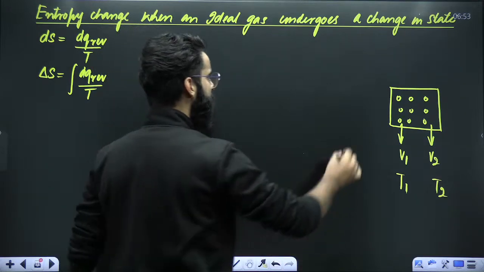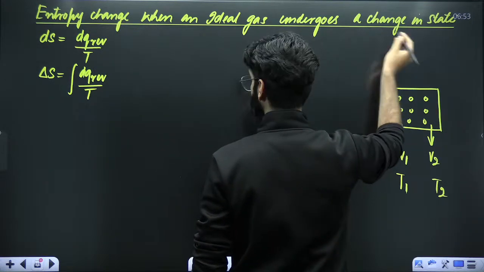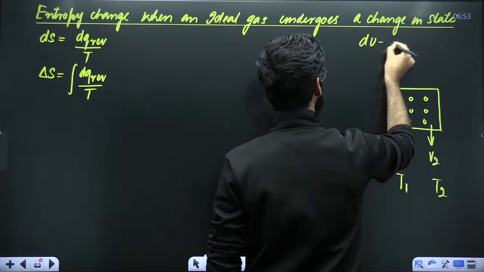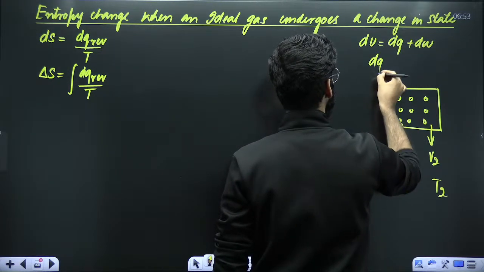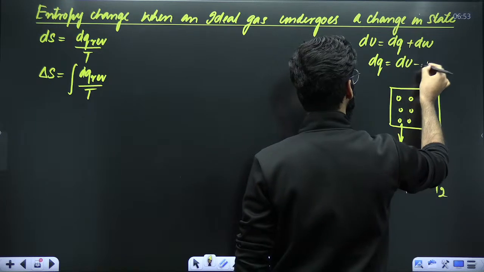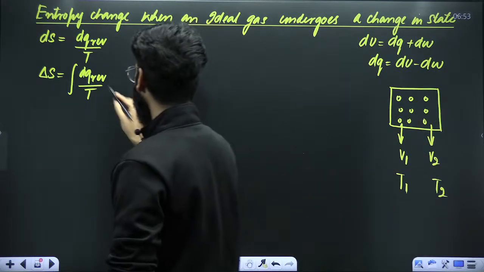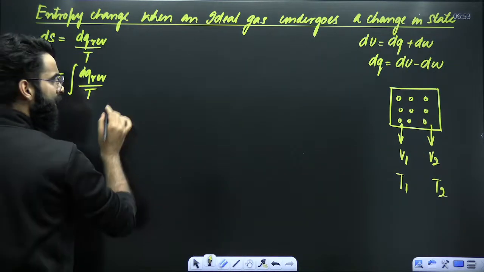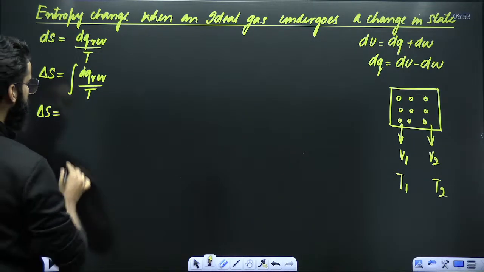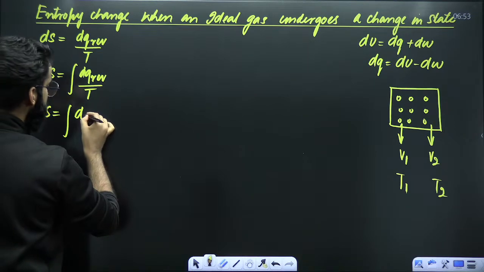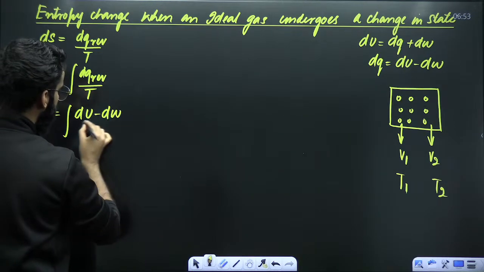Now, if I ask you, as per first law of thermodynamics, delta U is equal to Q plus W. So dU is equal to dq plus dw. So from this, can't you calculate dq? dq has to be equal to dU minus dw. So my dear students, in place of dq, what I'll be writing? In place of dq, I'll be writing dU minus dw.